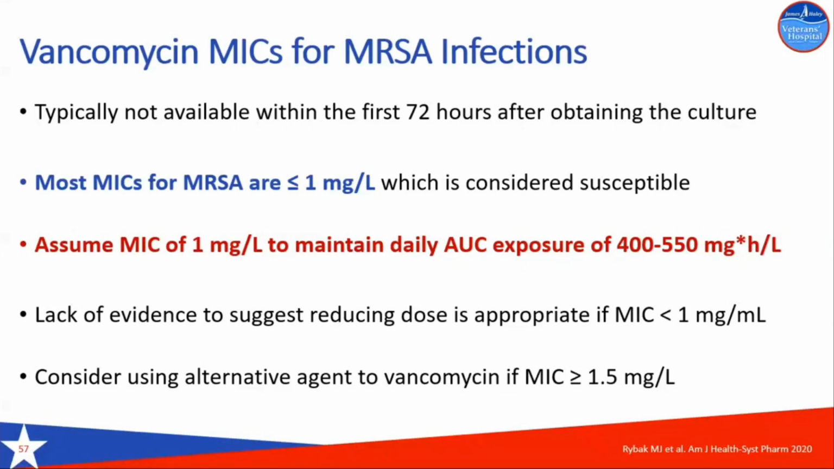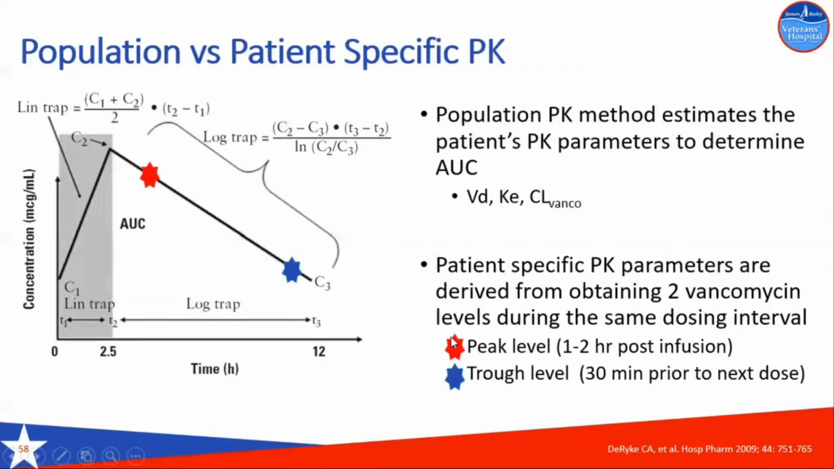Right now, because all of those studies looked at MRSA infections, we have a lack of evidence to suggest reducing the dose if that MIC comes back at something lower than 1, like 0.5. But obviously, if there's any concern for VISA, then we want to be using an alternative agent, especially if that MIC is greater than or equal to 1.5.